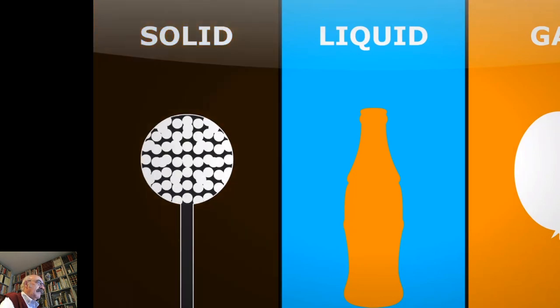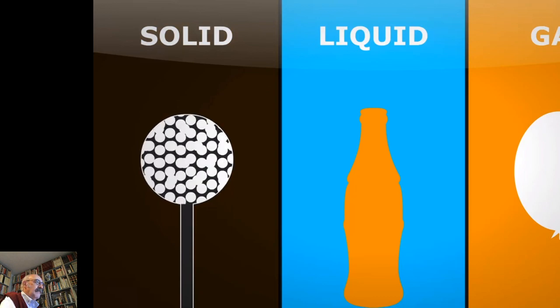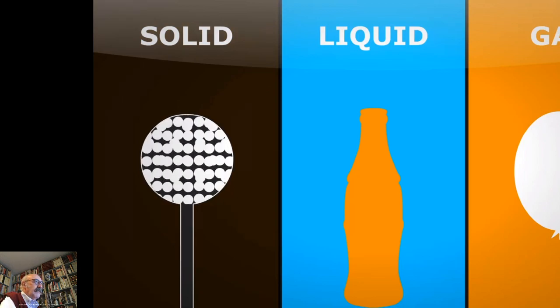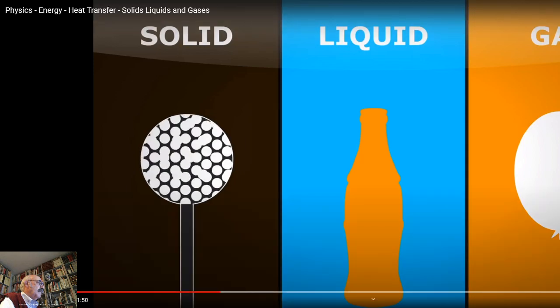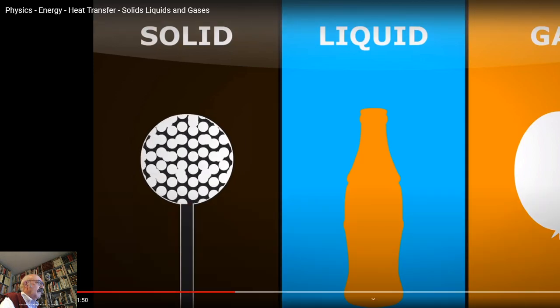Firstly, the solid. As we can see, the particles are really close together. They're in a really nice, ordered structure, and also they're only vibrating. This is because the particles don't have enough energy to overcome the bonds holding them together.